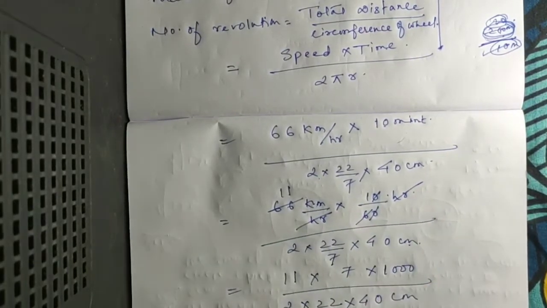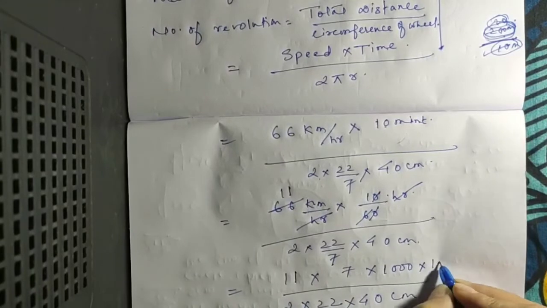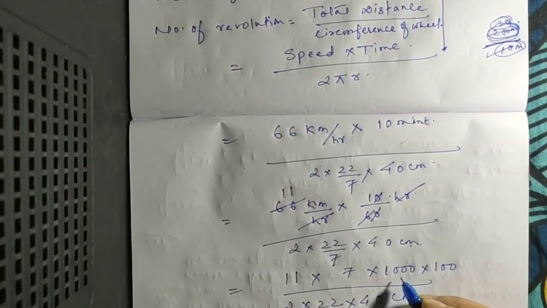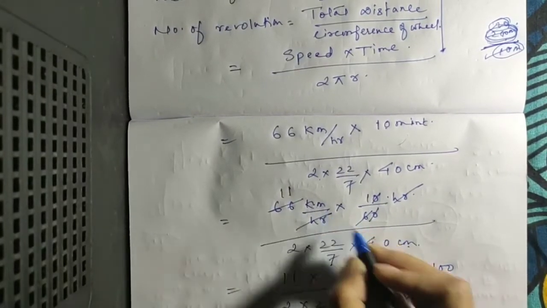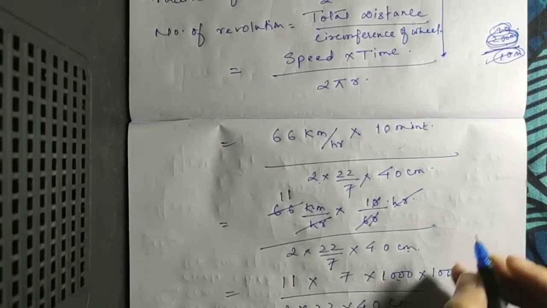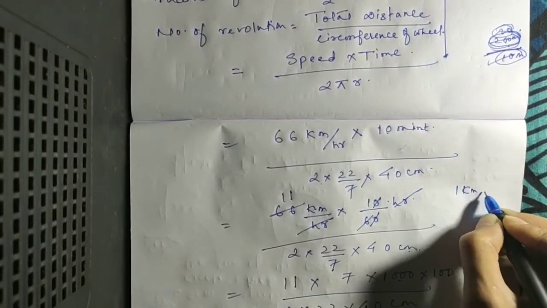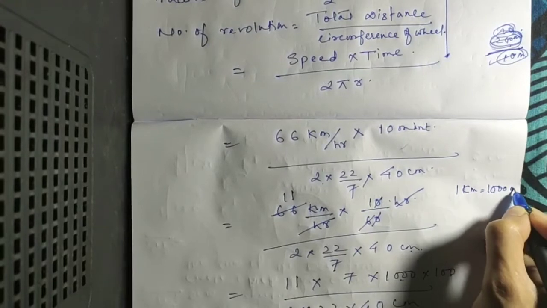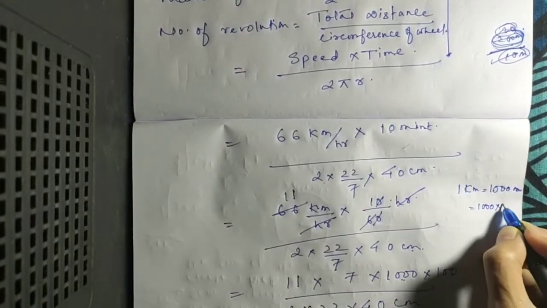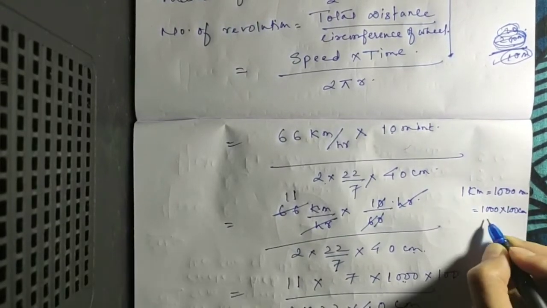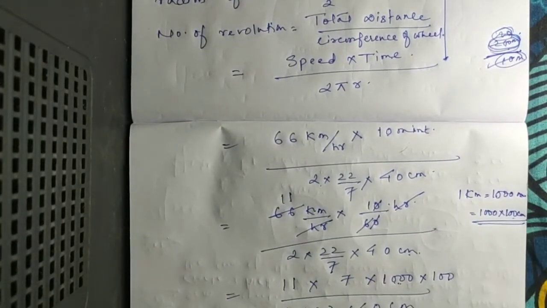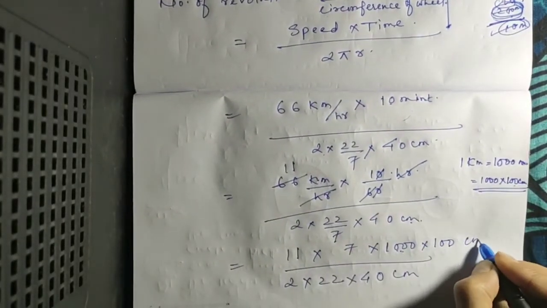1000 meter makes 1 kilometer and 100 centimeter makes 1 meter. So 1000 meter makes 1 kilometer, and that meter converting to centimeter is into 100. I hope it is clear. 1 kilometer is equal to 1000 meter. Again, this 1000 meter we have to convert into centimeter, so into 100 centimeter. So this is what I have written in place of kilometer: 1000 into 100 centimeter. I hope it is clear.